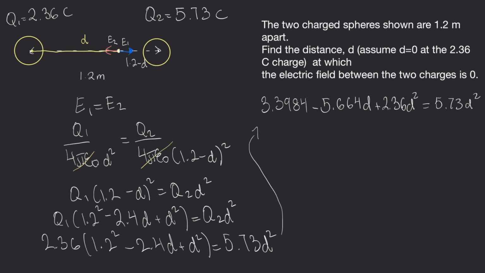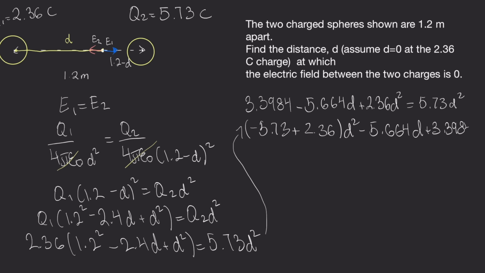Now we can bring the factor of minus 5.73 d squared essentially on this side, or the factor will become minus that. So this here is going to give me minus 5.73 plus 2.36. This here will be our A, d squared, then minus 5.664d, and then plus 3.3984 is equal to 0. And now we can apply our quadratic formula.